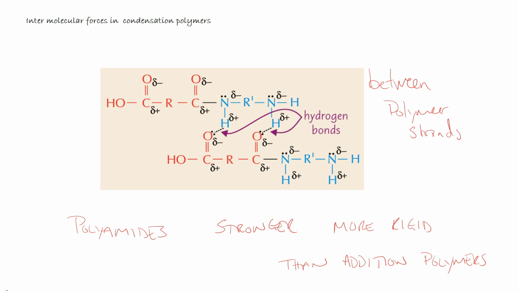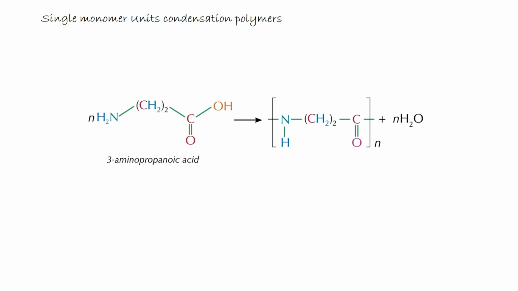The final thing we're going to look at then is how we can actually biodegrade condensation polymers. Before we move on and look at the breaking down of condensation polymers, we should just have a brief look here at what happens if we have a single monomer unit condensation polymer. So we don't have to have a dicarboxylic acid and a diamine to make a condensation polymer. There's no reason why we can't have an amino acid as we have here, and this is 3-aminopropanoic acid.